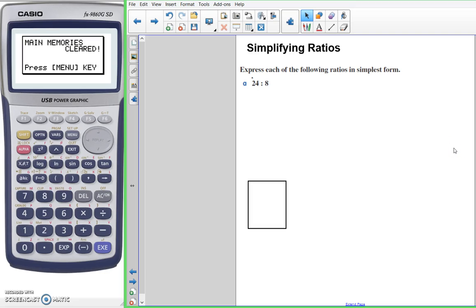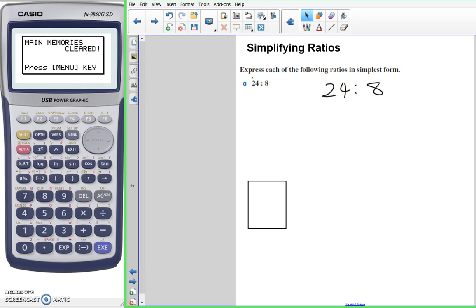We're going to look at simplifying ratios today. So what we need to do is find the highest common factor for both of the numbers in this ratio here. So we've got 24 and 8. We'll write it back out here so it's a bit bigger, a little bit easier to see. We've got 24 to 8.